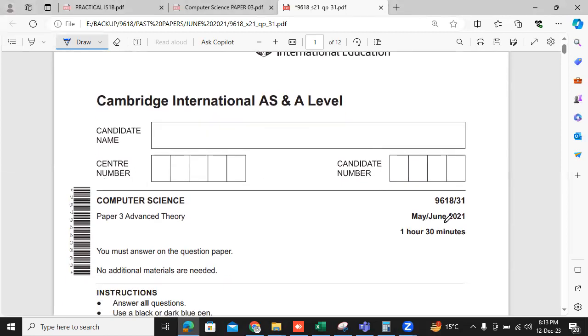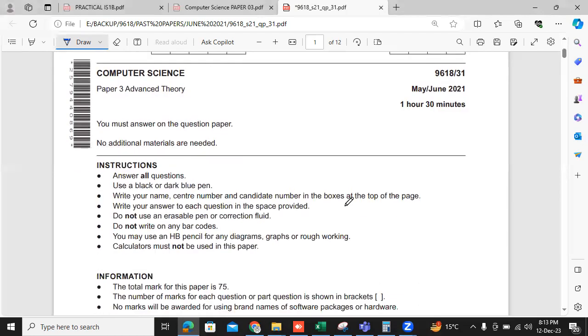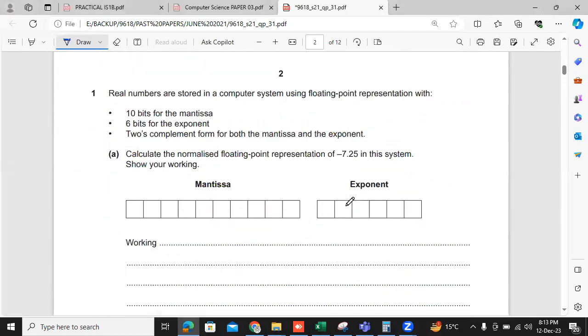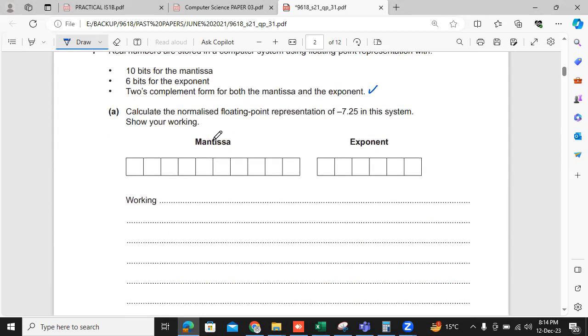This is May/June 2021, paper 31. The first part says real numbers are stored in computer systems using floating point representation with 10 bits for the mantissa and 6 bits for the exponent, in 2's complement form for both mantissa and exponent. So that's important, 2's complement is being used here. Calculate the normalized floating point representation for minus 7.25 in this system, showing your working.